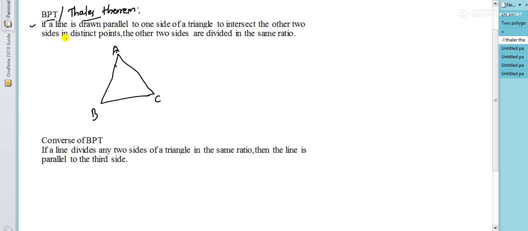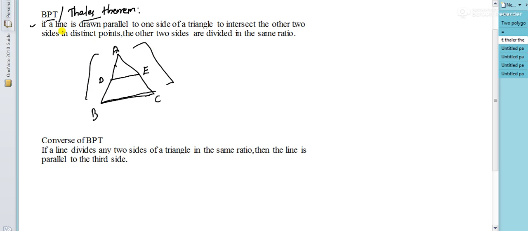They've said if a line is drawn parallel to one side of a triangle, let me take the side BC and draw a line parallel to BC, and I will name this DE. So DE is the line which is drawn parallel to the side BC. Then which are the other two sides? That is AB and AC. Correct.